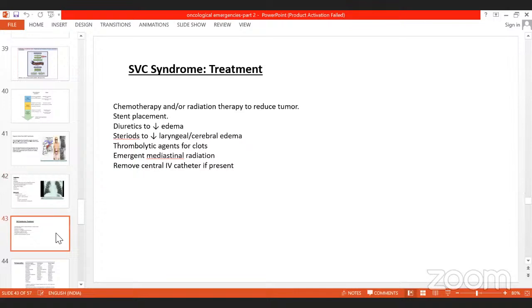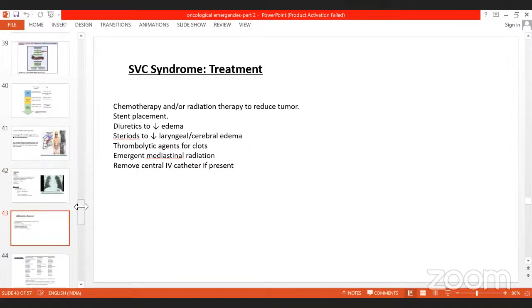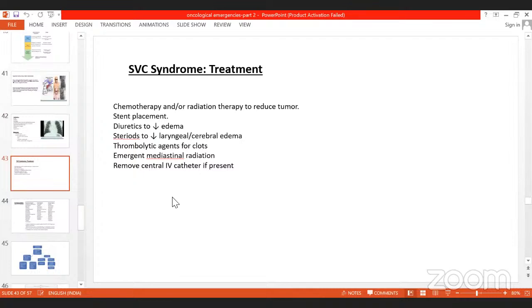So the treatment is chemotherapy immediately. Suppose there is any lung cancer or any of the cancers which is causing the SVC syndrome, the disease burden is to be reduced immediately by chemotherapy or radiation therapy to reduce the tumor. We can place a stent to increase the flow to the head and neck, diuretics to decrease the edema, steroids which decrease the laryngeal and cerebral edema, thrombolytic agents for clot, and mediastinal radiation sometimes to reduce the size of the tumor.